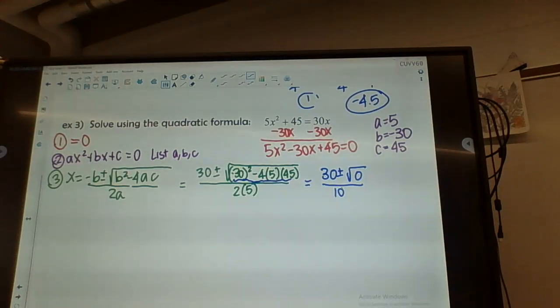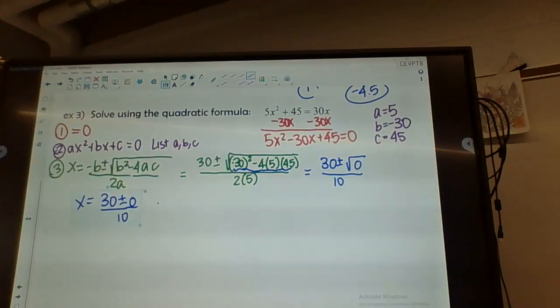Now square root of 0, you can take the square root of 0, but hopefully you know that it's just what? It's just 0, yeah. The square root of 0 is just 0. And there's really not a positive and negative 0. Like, I can't say I'm taking away $0 from you or I'm giving you $0. It's nothing. So our x value is 30 plus or minus 0 all over 10.